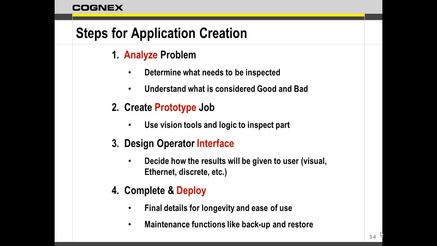Whenever we're doing a machine vision application, there are certain steps that we usually go through. The first one is analyze the problem. This is where we know what a good part is and what a bad part is, and we start thinking about, okay, what is it that we really want to know? What is it that we really want to do here? What do we care about? What do we not care about?